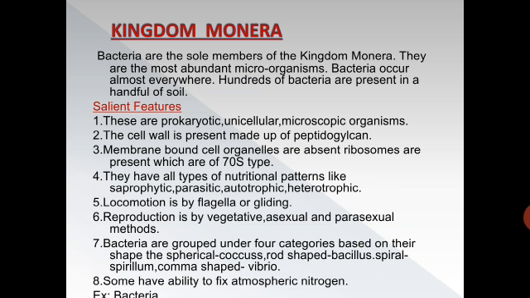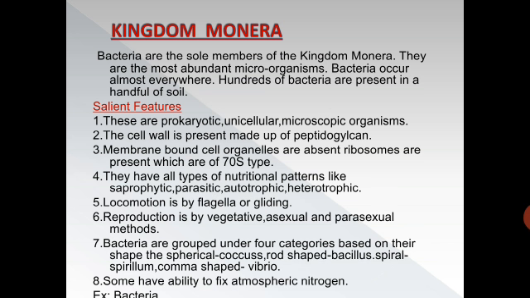Coming to the salient features of kingdom Monera, a very important question for 5 marks. Firstly, these are prokaryotic, unicellular and microscopic organisms. Prokaryotic means, again I told you, they have an incipient nucleus. The genetic matter is not covered by the nuclear membrane and they are unicellular, made up of a single cell, microscopic because they cannot be seen through the naked eyes.